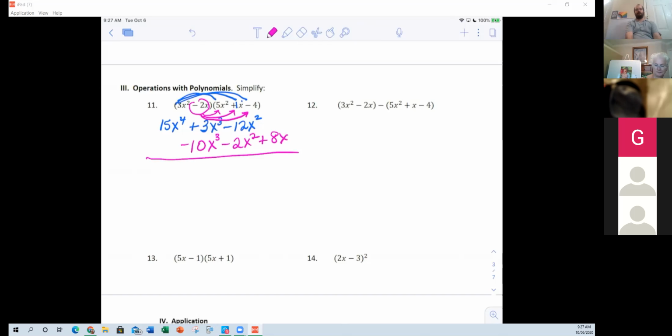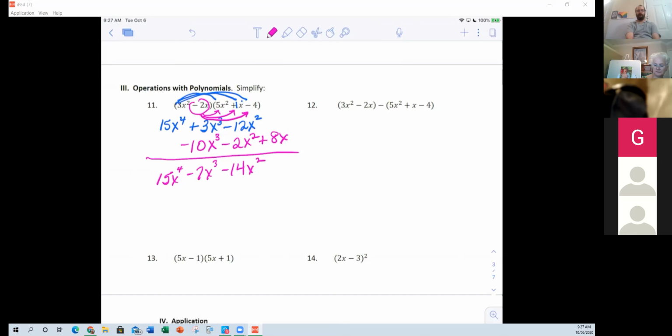Okay. 15x to the fourth is the only one that's like that. So we're just going to leave 15x to the fourth alone. And then we're going to go to the cubed ones. There's 2 cubed ones, plus 3x and then minus 10x. So that is going to be negative 7x to the third. And then we go to the squared. So there's 2 of those. So that's negative 12 and negative 2. So that's negative 14x squared. And then the final one is going to be 8x, but there's nothing else to do.